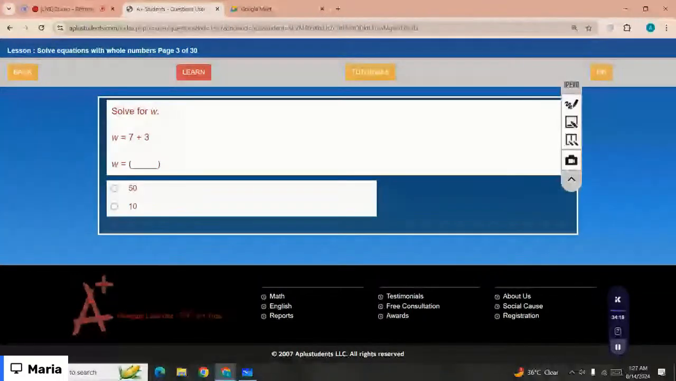Okay, solve for w. W equals 7 plus 3. So which is the correct option? Yes, again, you need to simply add 7 plus 3. So the correct option is 10.